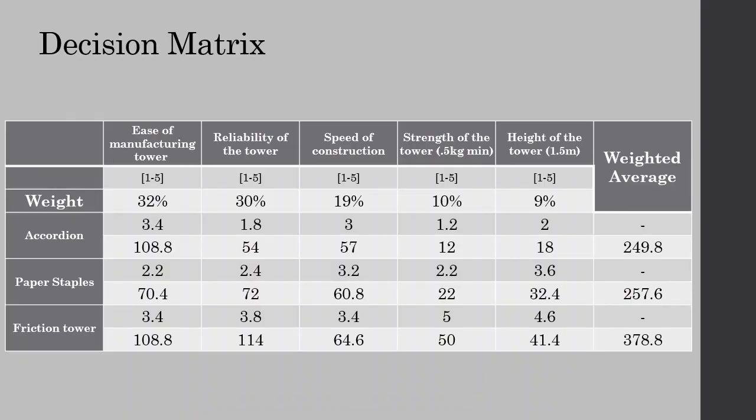These three top designs were scored using a decision matrix using the constraints and weighted criteria that the team decided upon. From testing each design and discussion, the team scored the three designs and the friction tower was shown to be the best.